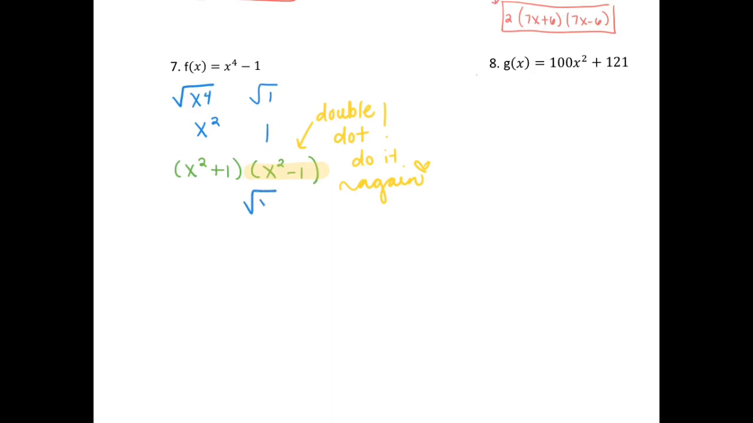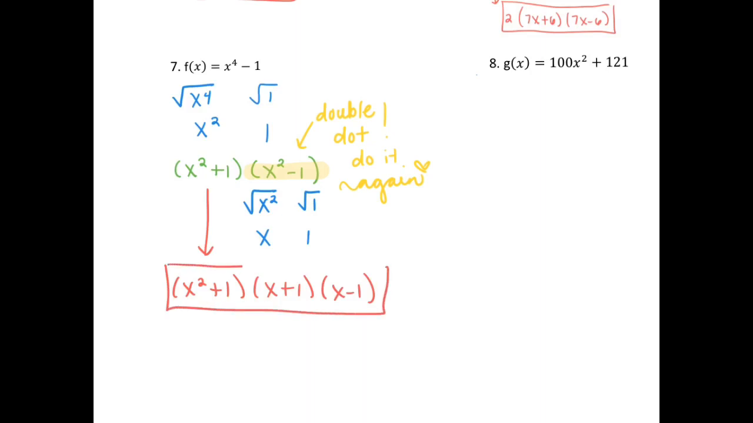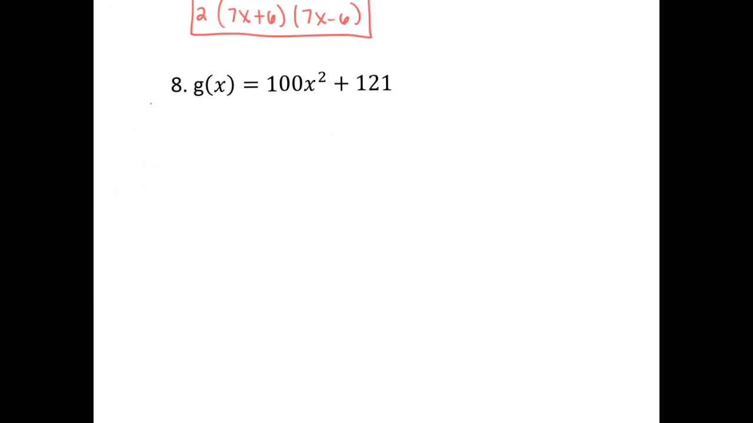So I'm going to take the x squared minus 1, square root both, where I get x and 1. So when I go to do my final answer, I drop down my x squared plus 1. Then I take x and 1, add them, and subtract them. So this time I have 3 binomials. Be on the lookout for the double dot when you have powers that are even and bigger than 2.